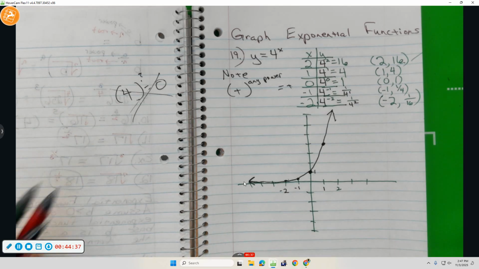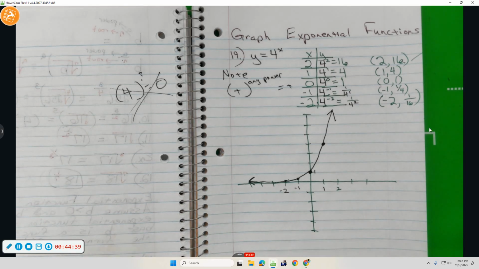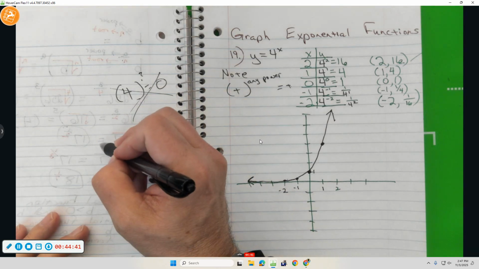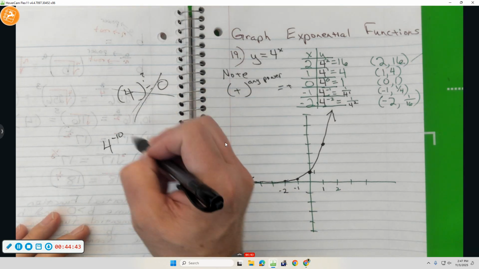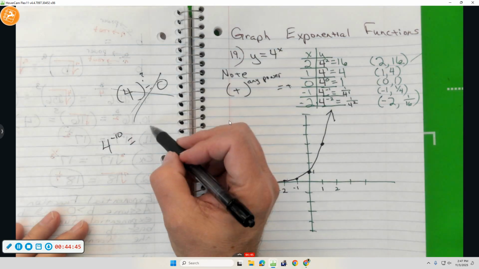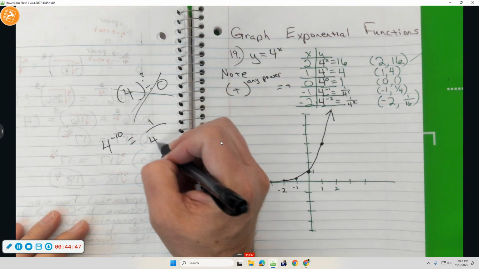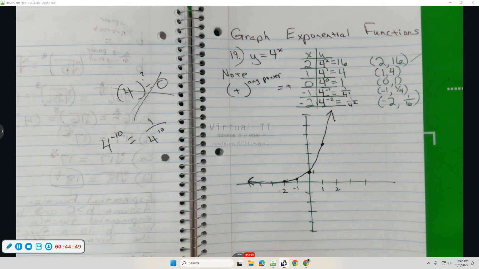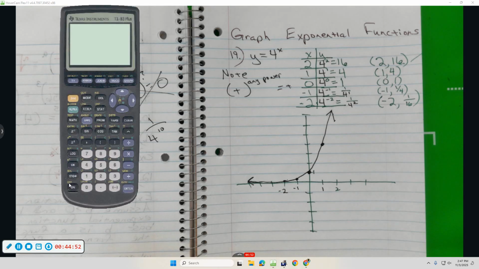Think about if we had plugged in, let's say, a negative 10. Don't write this down, but that would be 1 over 4 to the positive 10. Can you get a decimal approximation for that? 1 divided by 4 to the positive 10 is a huge number. You have $1 and you're dividing it among this huge number of people. How much is everyone getting?